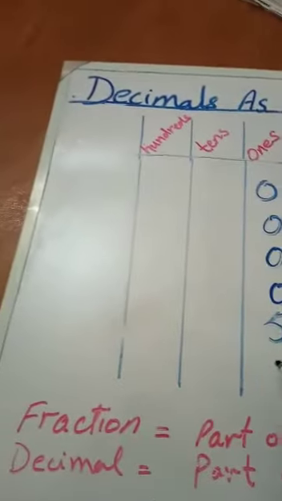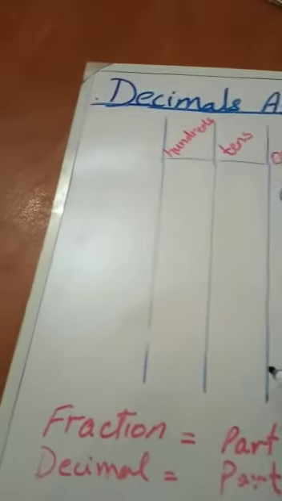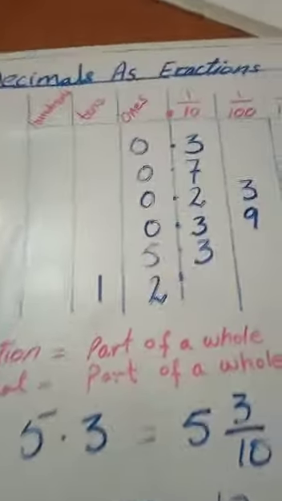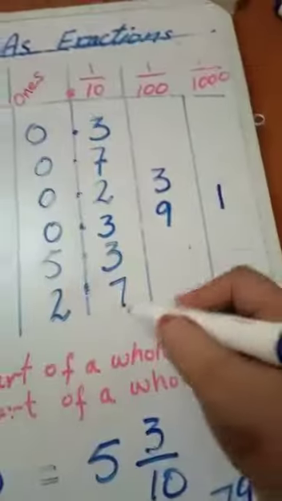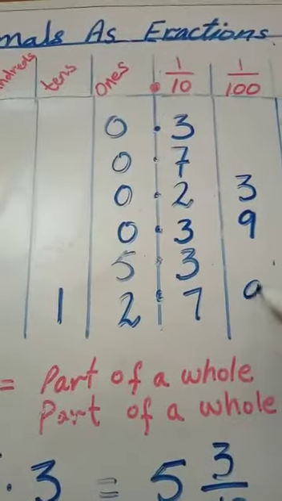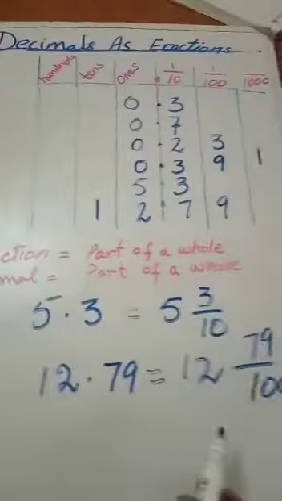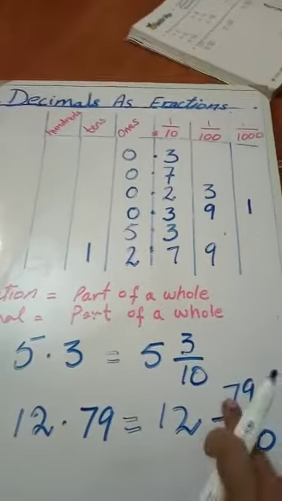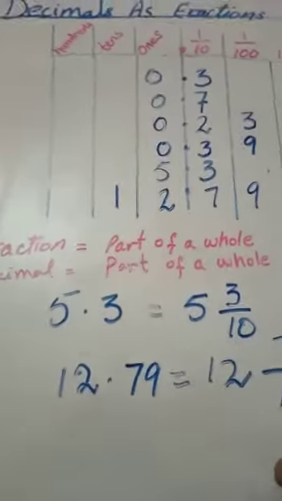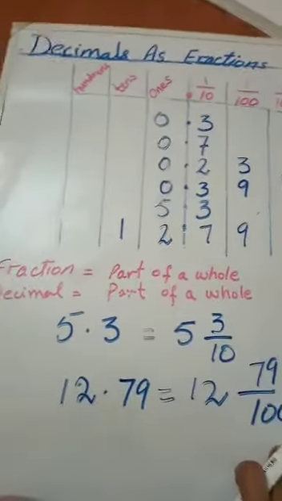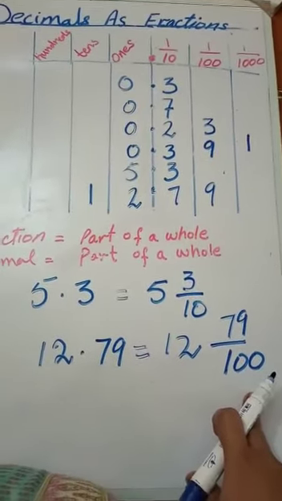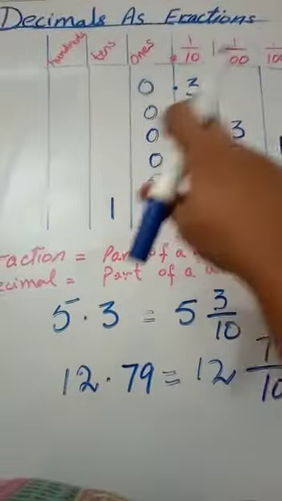Okay, we can write it in the place value chart also. It is 2 is 1's place, 1 is 10th place. This is a decimal point, and then 7 is a 10th place and 9 is a 100th place. So 12.79 is equal to 12 whole 79 100th. So children, this is the way how we change decimals into fractions through place value chart.